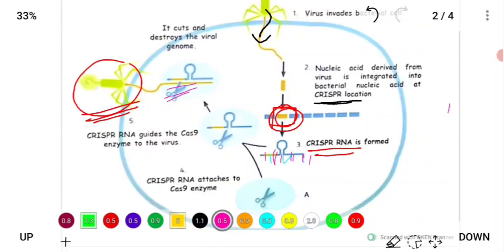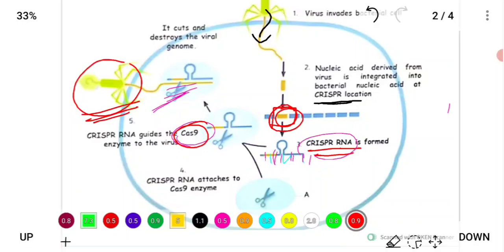CRISPR RNA will bind to the Cas9. CRISPR RNA will bind with Cas9 and form a complex, which we will call the CRISPR complex. So that CRISPR complex, that Cas9 CRISPR RNA complex, will recognize and bind to the complementary viral DNA, this matching viral DNA. And what will happen?